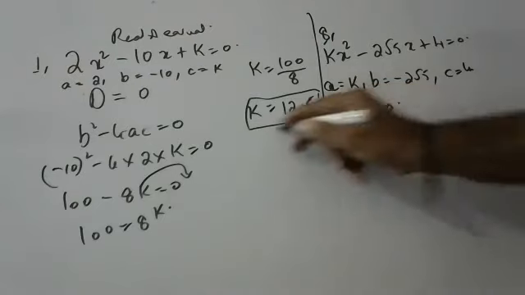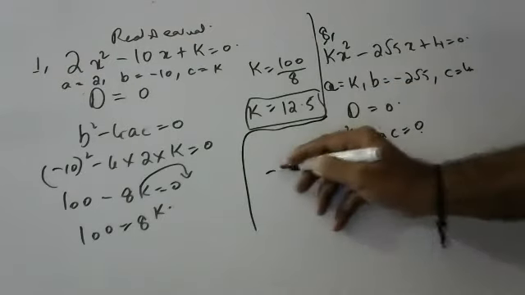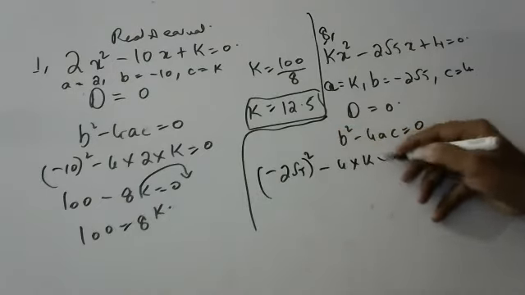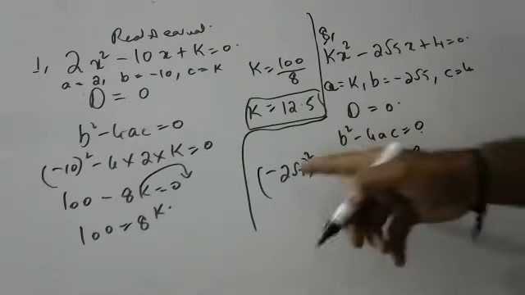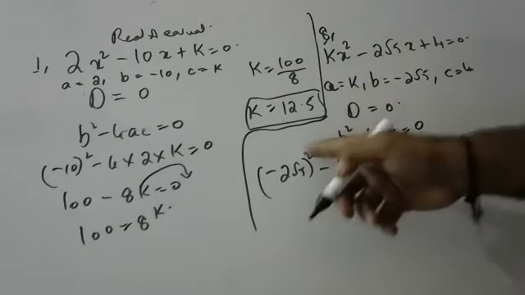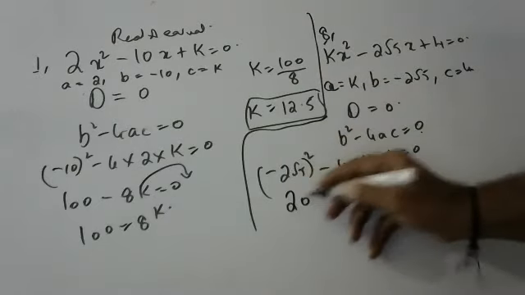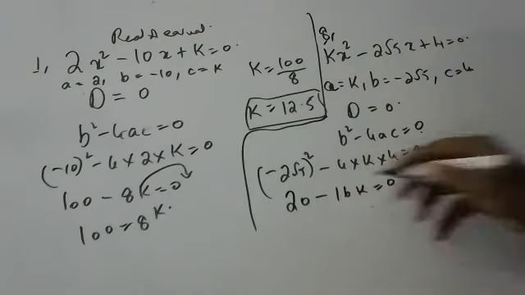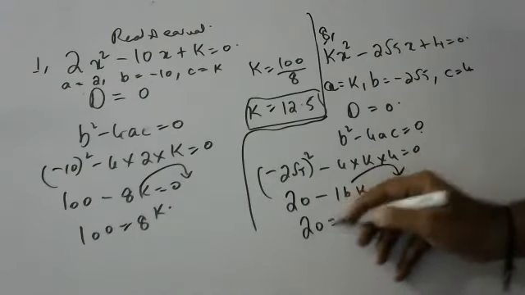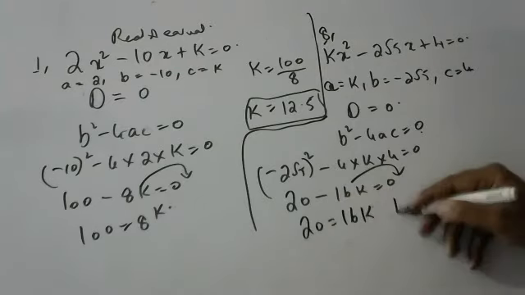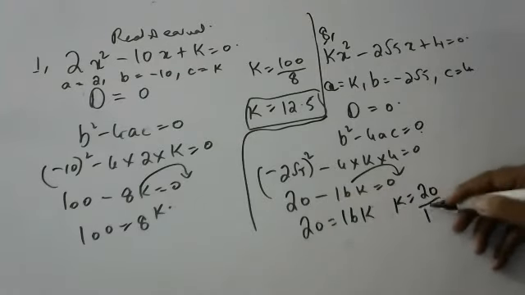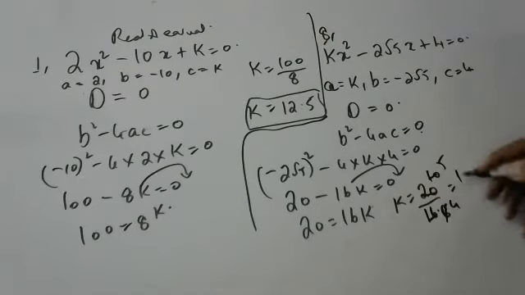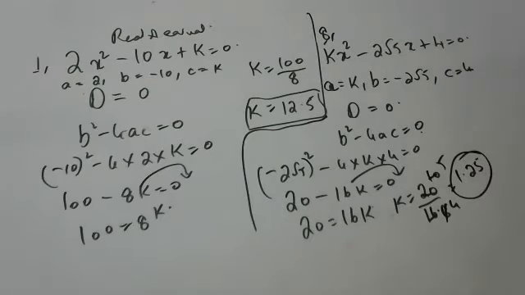Okay, keep saying. Minus 2 root 5 whole square minus 4 into k into 4 is equal to 0. Minus whole square is plus, 2 square is 4, 4 fives are 20. 20 minus 16k is equal to 0. Okay, bring this here. 20 is equal to 16k. Okay, k is equal to 20 by 16. 2 fours are 8, 2 tens are 20, so k is equal to 1.25.